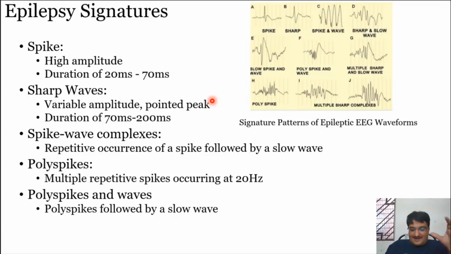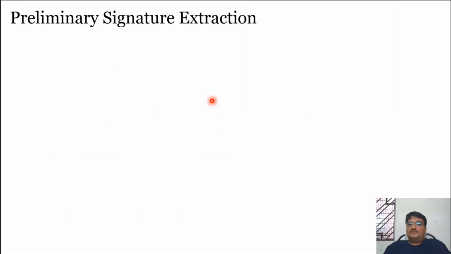So the idea behind letting all of you know these different patterns is just that your input human EEG waveform, you convert it into a number of spikes, sharps, and waves. You will have features ready for your further epilepsy classification. So I hope this is clear.